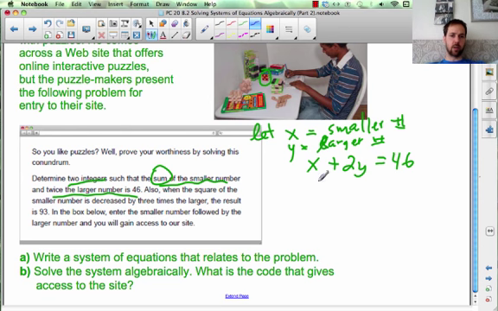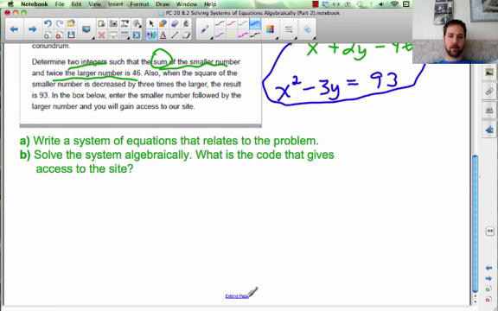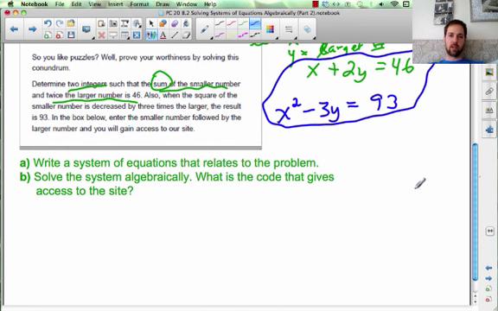Also, when the square of the smaller number, so the square of the smaller number is x squared, is decreased by 3 times the larger. Decreased means you subtract 3 times the larger. The larger is y. 3 times the larger is 3y. The result is 93. Result is means equals. Okay, so there you go. We have this system of equations. All right, and all we need to do then is solve these.